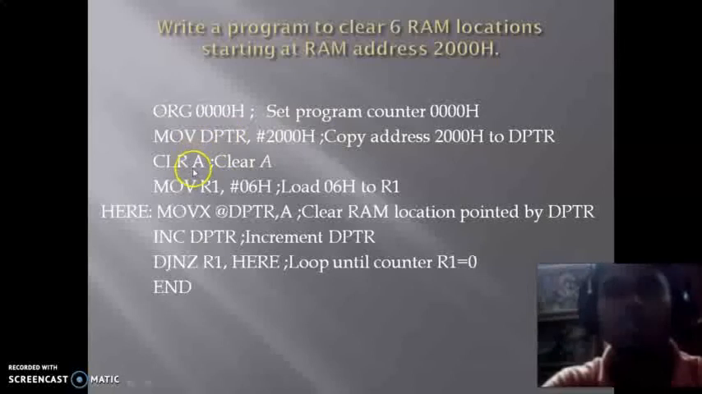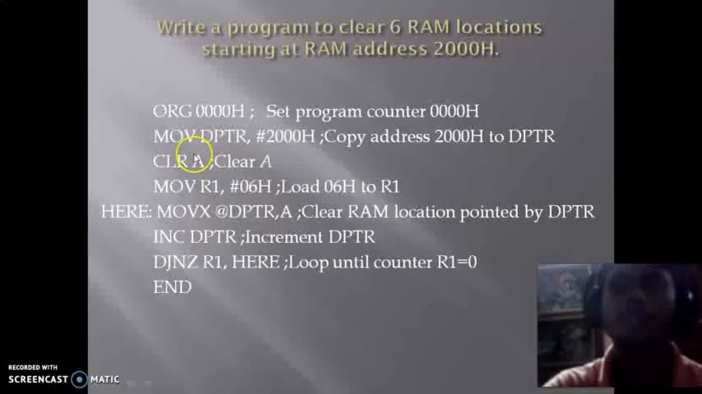Now we will clear the accumulator. To clear A, we have to write CLR A so that we can clear the accumulator. Next, MOV R1, 06H. We have to basically clear 6 data, and that's why we are writing 6 here to create a counter. Now next, MOVX @DPTR, A.